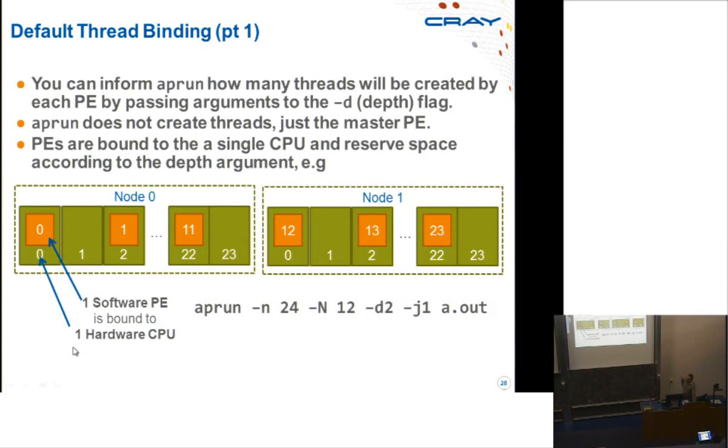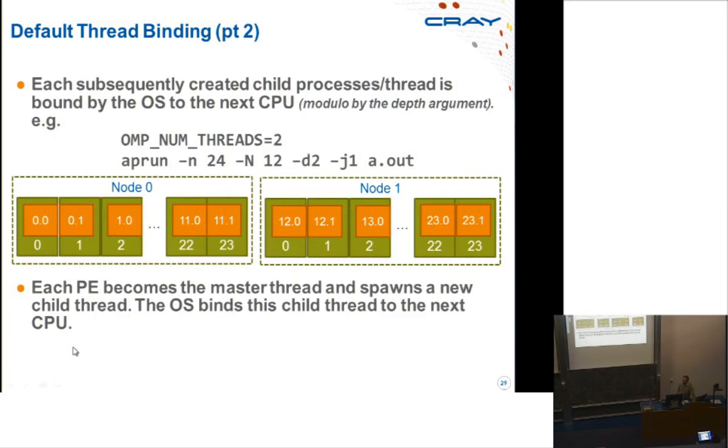If we start thinking about threads, how a thread's created, then we start using the D notation, the depth notation, to tell it how many cores, sorry, how many CPUs to reserve for your PE. And what will happen is aprun will launch your application on the right as the master thread on the spaced out CPUs and reserve the other CPUs for use by that PE. As the threads are created, it will bind them in order to the next CPU, modulus the length of D. So it will wrap them around if you spawn more than you ask for.